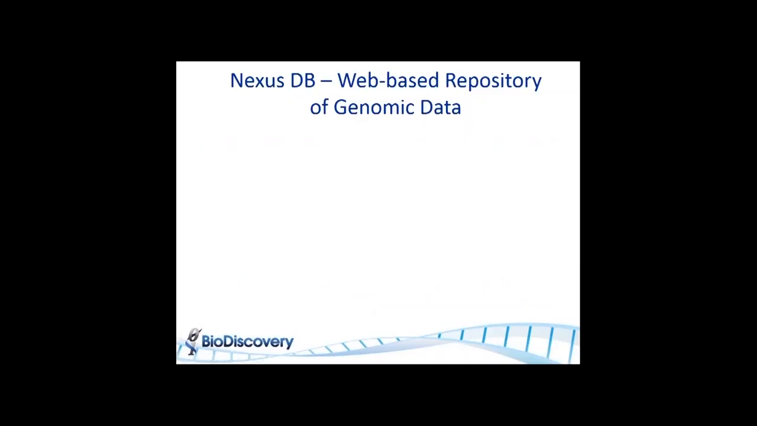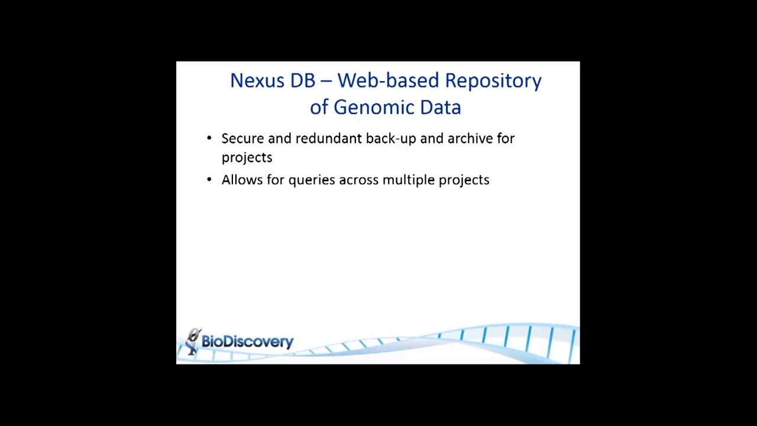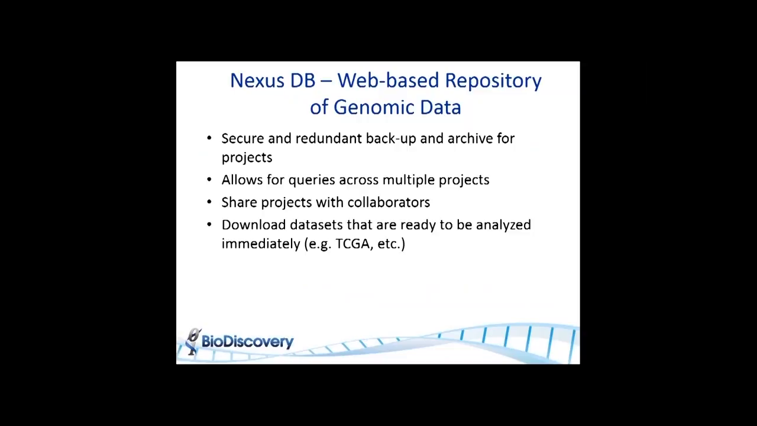Another key feature of Nexus Copy Number is the Nexus DB, which is a web-based genomic repository. It allows secure and redundant backup and acts as an archive for projects. It allows for queries across multiple projects. These can be based on sample phenotype or genotype. It allows you to share projects with collaborators by creating groups with restricted access.